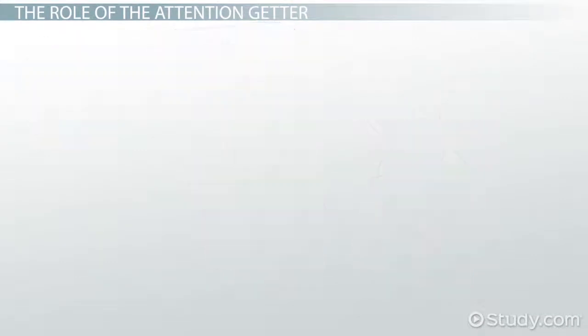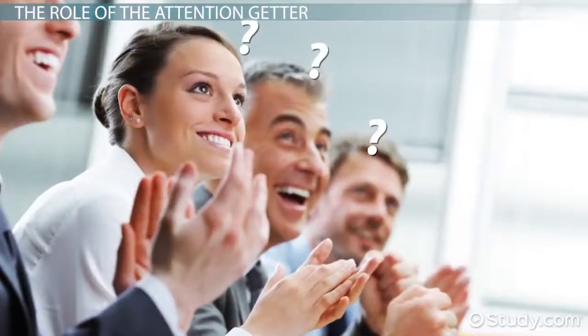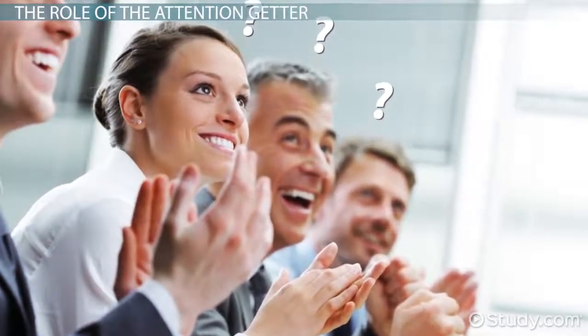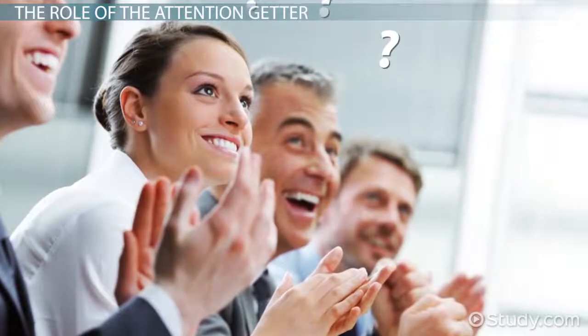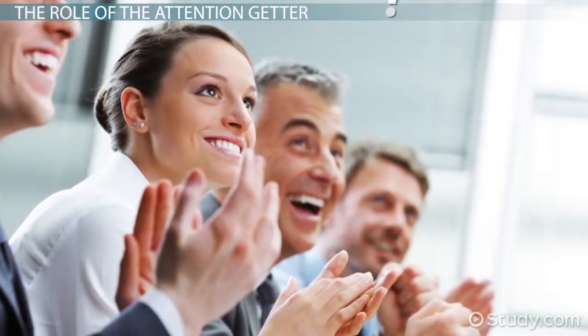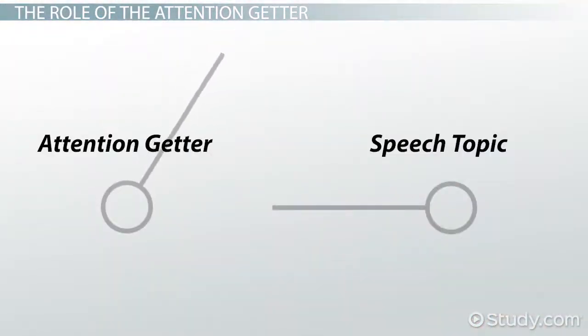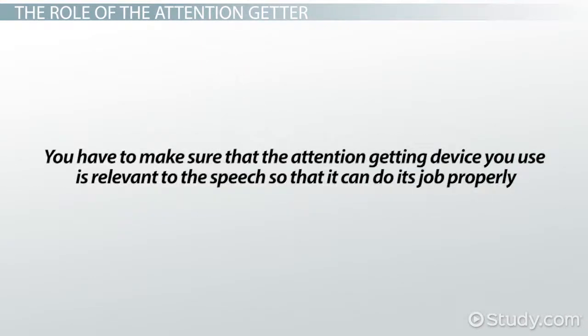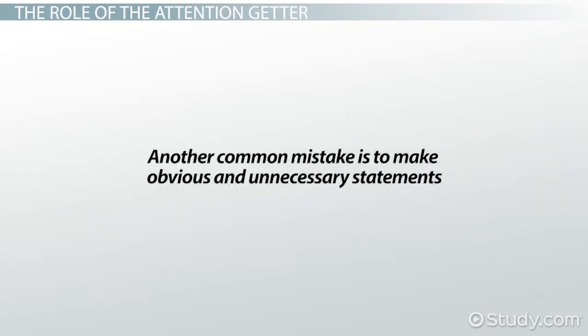An attention-getting device that is startling will certainly get the audience's attention, but it will leave the audience in confusion for the rest of the speech. This is because the audience will be trying to make the connection between the attention getter and the speech topic. You have to make sure that the attention-getting device you use is relevant to the speech so that it can do its job properly. Another common mistake is to make obvious and unnecessary statements.